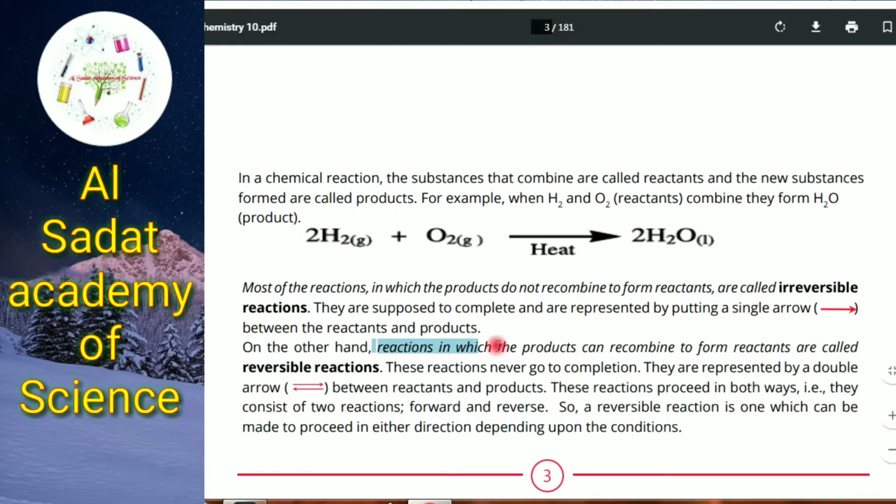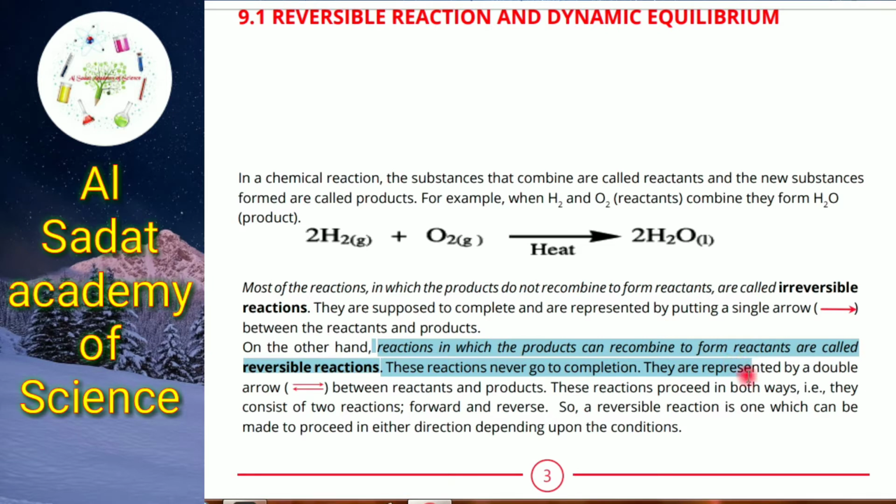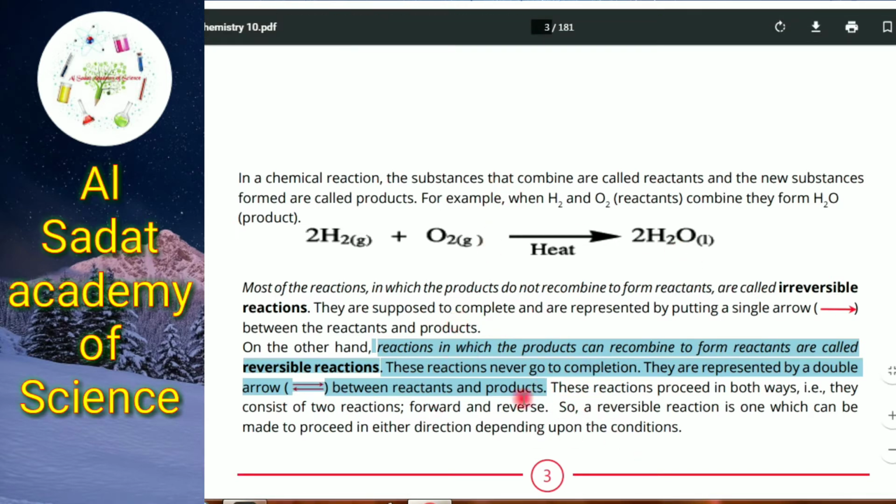Now we are going to discuss the next definition, the definition of reversible reactions, which is our main topic in this chapter. The reactions in which products can recombine to form reactants are called reversible reactions. These reactions never go to completion. They are represented by a double arrow, one pointing from left to right and one from right to left, between the reactants and products.